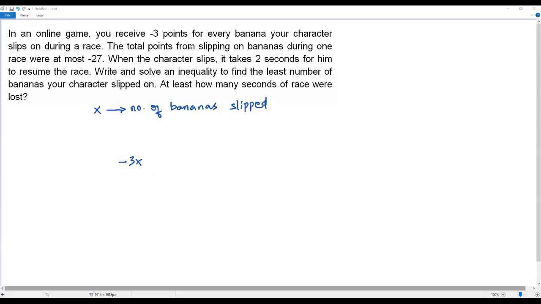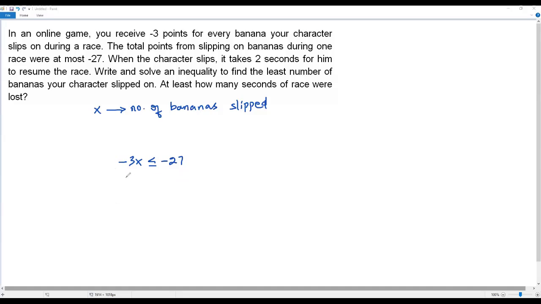According to the question, the total points from slipping on bananas during one race were at most -27. So the total points we have over here, given by -3x for slipping x number of bananas, can be -27 or has to be less than -27. Let me write it over here, according to the information we have. Now we have to solve for x in this inequality.